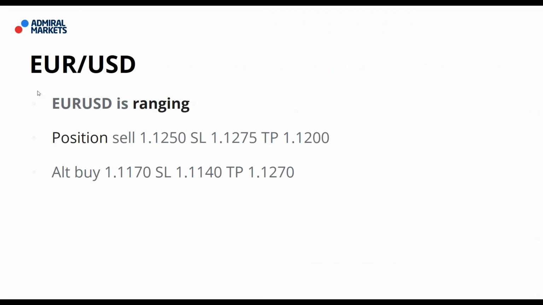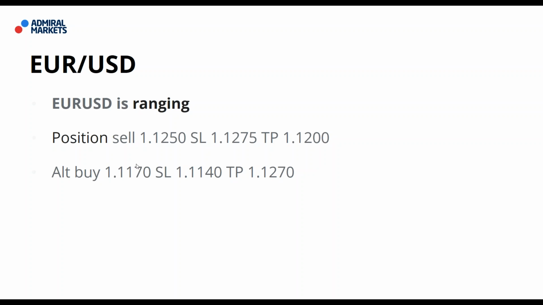Now, let us mention euro dollar, because euro dollar is close to a possible buy position. The thing is that euro dollar is really ranging heavily, and to me this looks like a ranging market a lot. This is a heavy range. So based on that, we might see a sell position around 1250, stop loss 1275, TP possible 1200. But also an alternative trade could come around 1170 with a stop loss 1140 and TP 1270. So we might see a possible rejection in euro dollar based on the range.